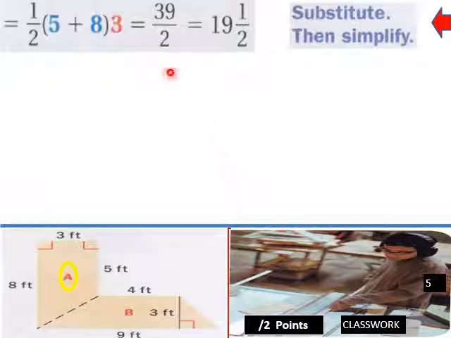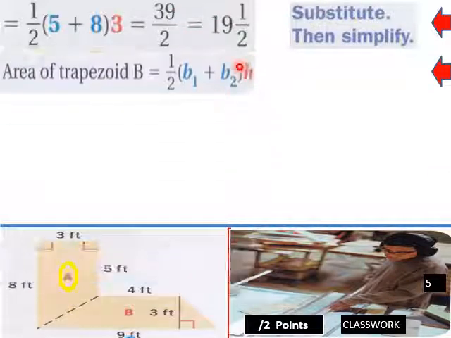So knowing that, we're going to go for A here. 1/2 of 5 plus 8 times 3. And this comes out to 39/2. 5 plus 8, 13 times 3 is 39, and then multiply by 1/2. 39 over 2, which is 19 and 1/2. So we found our area of A.